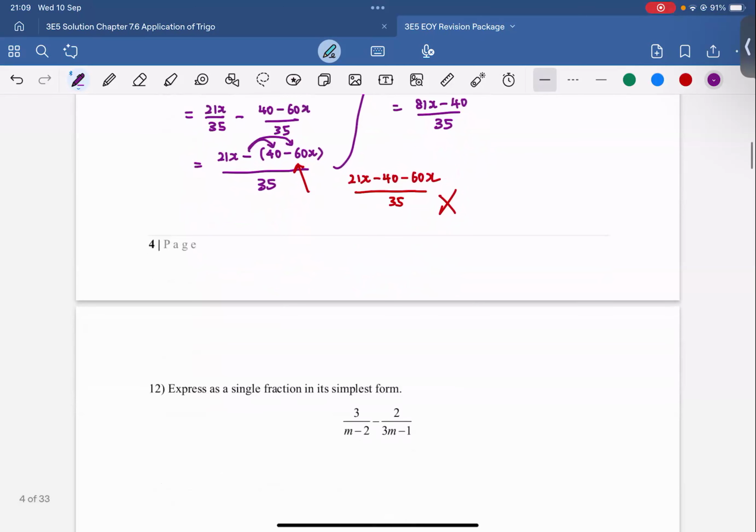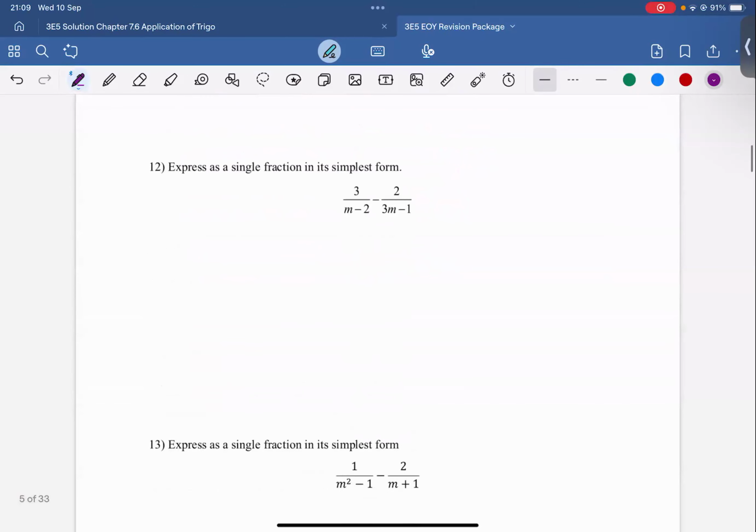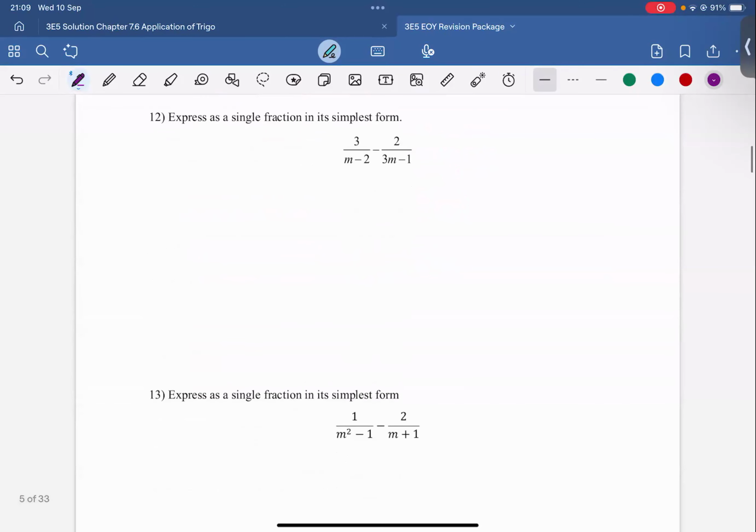Okay, next. Express this as a single fraction. So now it's different already. Now the denominator has algebra. So you must try to see whether you can multiply by a number such that this becomes this or this becomes this. First you will think, oh, I multiply this by 3, maybe it will become that. But when you multiply by 3, it becomes 3m minus 6.